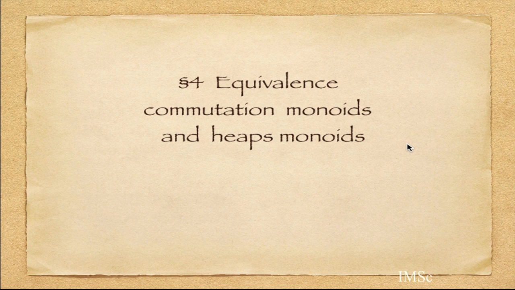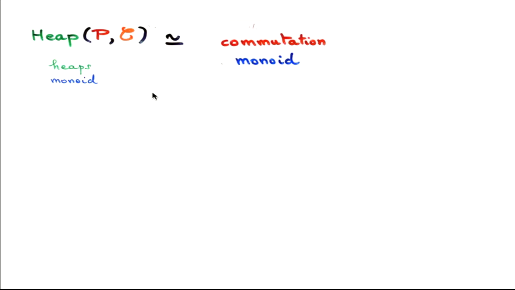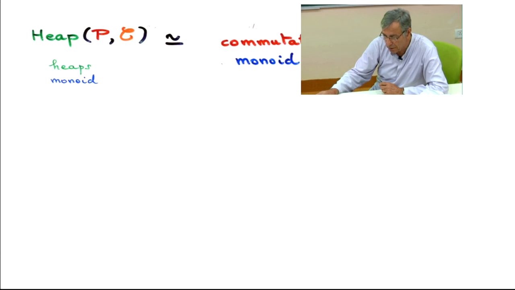So next section, now I claim that the two notions, commutation monoid and heaps monoid, are in fact isomorphic. I claim that a heap is just, for certain conditions of the commutation and dependency relation, a geometric interpretation of the class of equivalent words. So proof. I am going to prove that the heaps monoid is isomorphic to a certain commutation monoid.